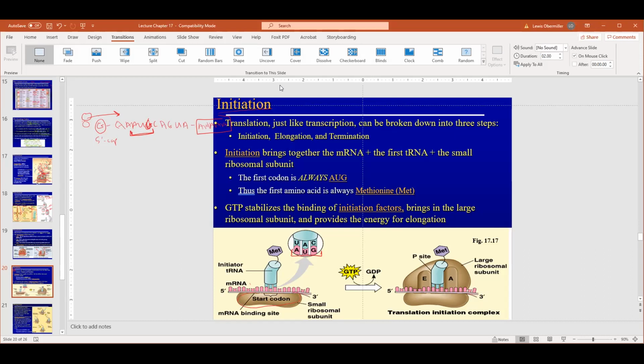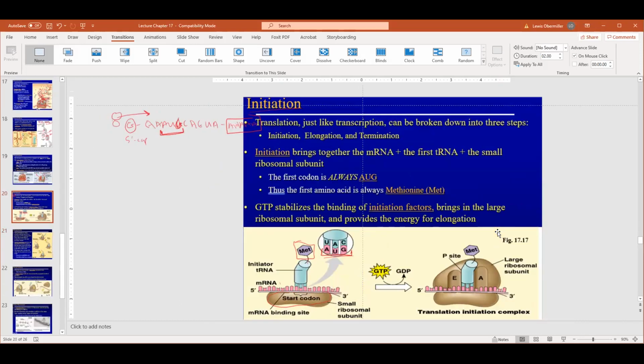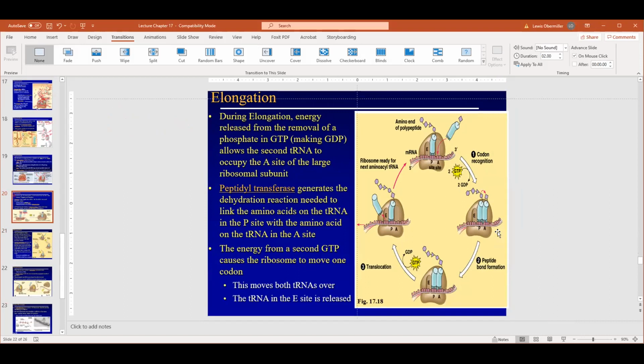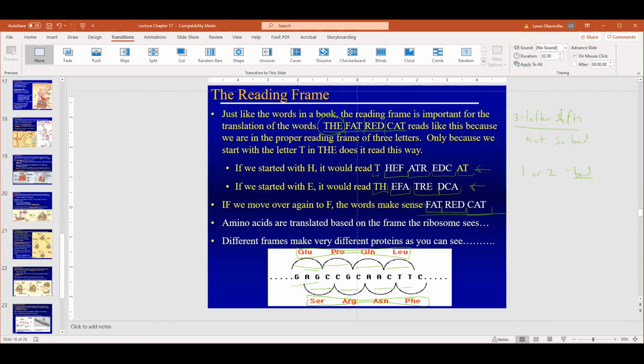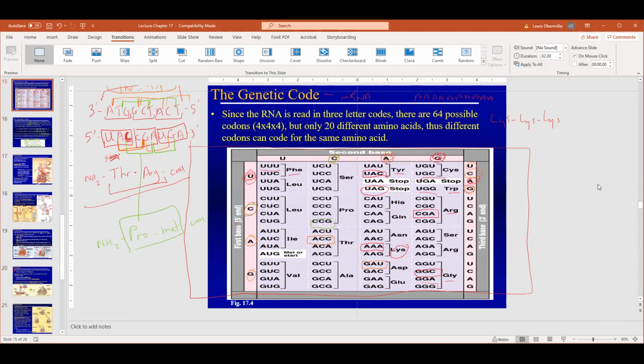Once it does, the charged tRNA, it's always methionine. Methionine is always coded for AUG. And I'll just go back and show you that that's true. Wrong way. So AUG is always methionine.